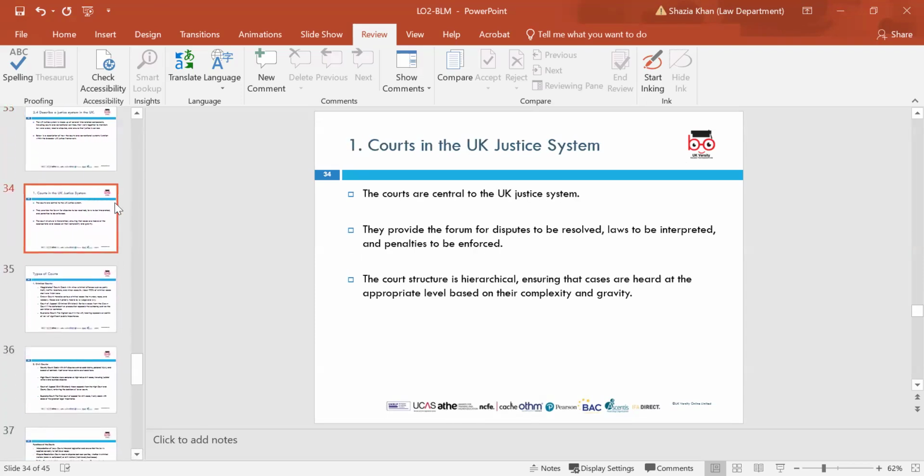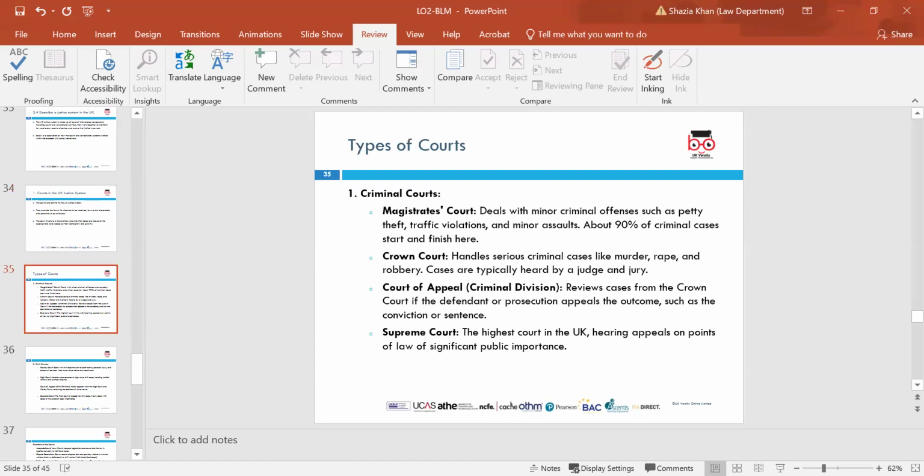So first, the courts in the UK are central to the UK justice system. They provide the forum for disputes to be resolved, laws to be interpreted, and penalties to be enforced. The court structure is hierarchical, as I mentioned earlier, and we went through it, ensuring that cases are heard at the appropriate level based on their complexity and gravity. So types of courts: we have Magistrates' Court, Crown Court, Court of Appeal, Supreme Court, which we've all gone through, so you've got a better idea of what they deal with.